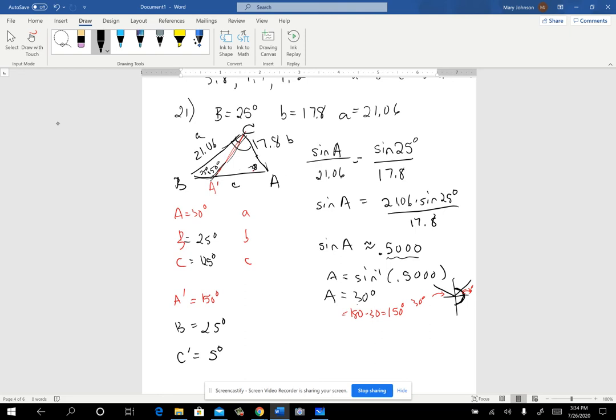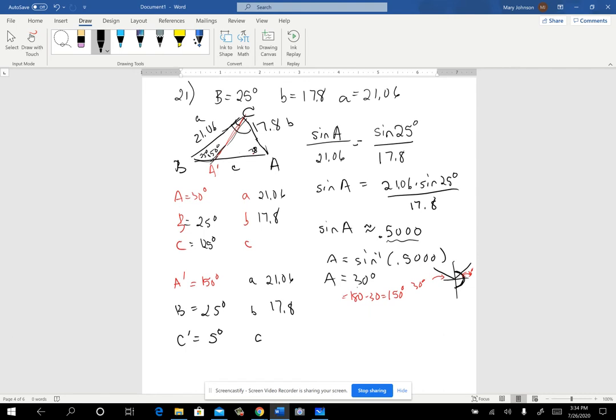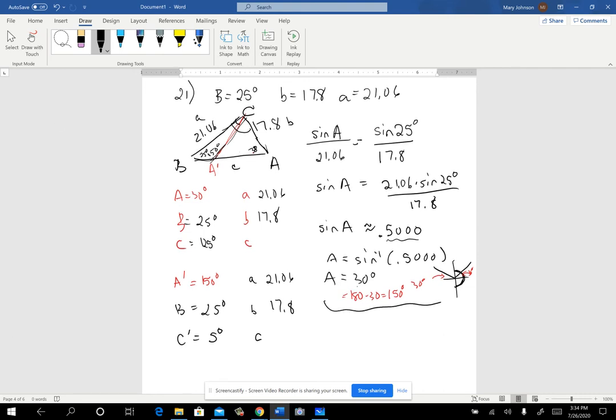Now you were given little a, and that was 21.06, and that's got to be the same even down here. You were also given little b was 17.8, so all you needed was c, but don't be tempted to use the Pythagorean theorem. You can't. It's not a right triangle. So what you do is you come back to the law of sines, but this time you're looking at finding c. So put little c on top, and then you want the sine of angle c, and you've got to do this twice.